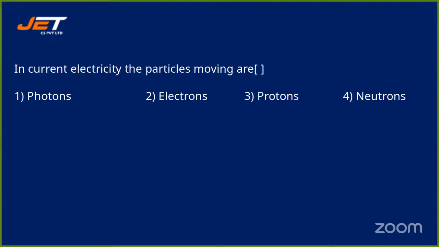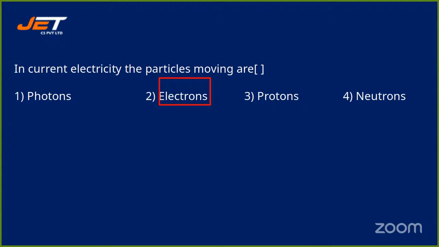Next, in current electricity, what kind of particles move? Are they photons, electrons, protons, or neutrons? In current electricity, the particles moving are photons, electrons, protons, or neutrons? The answer is electrons. Yeah, I can see the answers coming in.